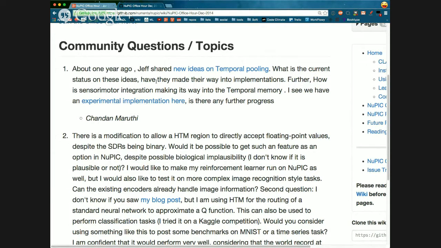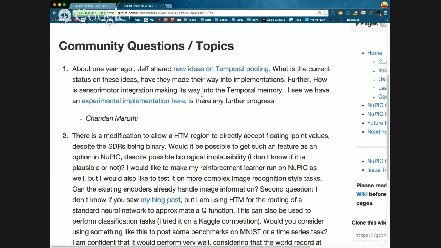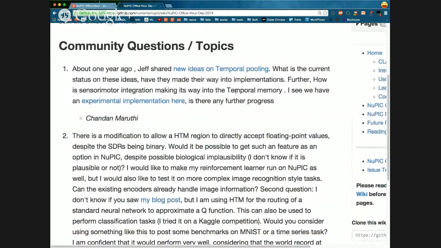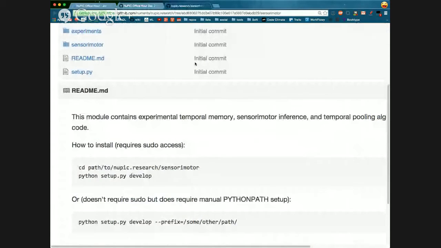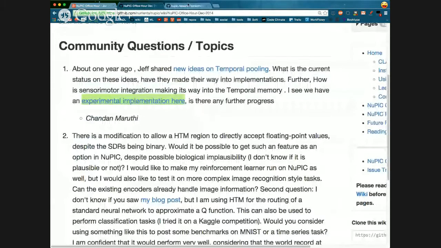Let me state the question. Jeff, probably a year ago, shared some of his new ideas on temporal pooling. That page is on our wiki, as you can see linked here. The user wants to know what's the current status on these ideas. I think they want status updates. They want to know how the sensory motor integration stuff is working, how the research is going, et cetera. He's been pointing to an experimental implementation he's found in the research repository that you guys have been working on. So I think he just wants an update.